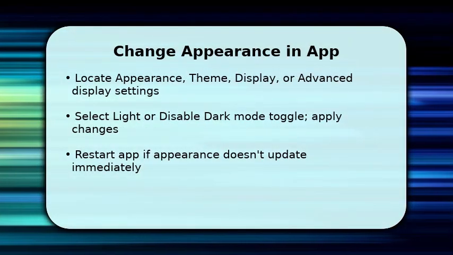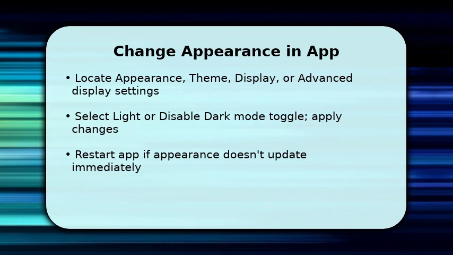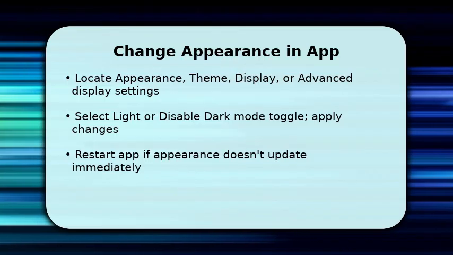Next, dive into the app's appearance or theme section. You'll choose light or turn off dark mode. This forces the Contacts UI to use light backgrounds and dark text. If there's an advanced display option, disable any follow system theme or auto toggle so the app won't switch back.